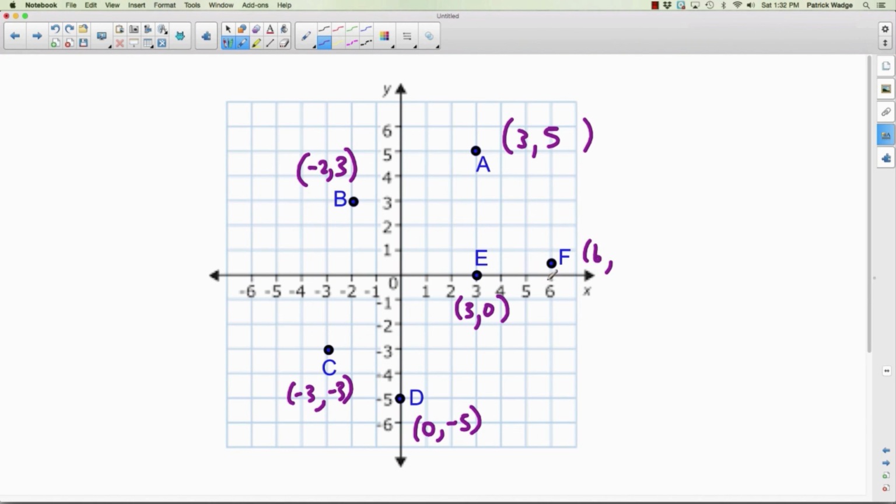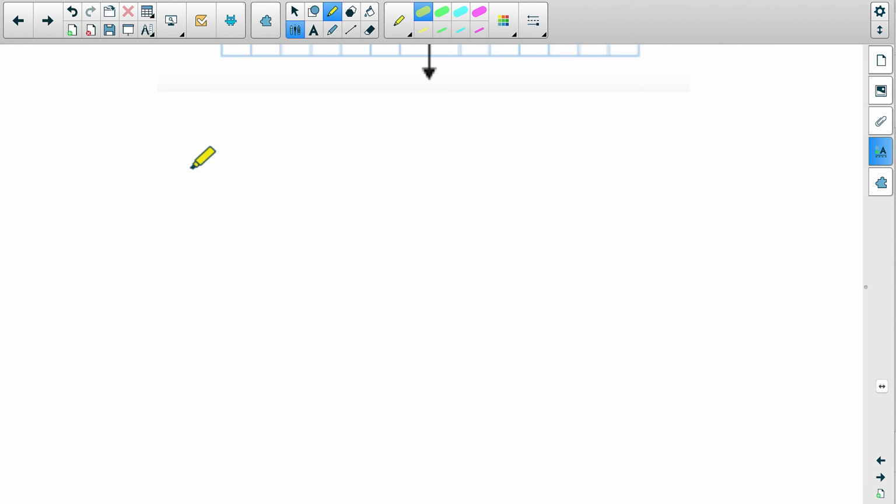And F, you're going all the way over to 6. So 6 is the first number. You're not going up 1. I don't know, is that 0.5, 0.4? Can't really tell, right? I'd either say 0.4 or 0.5 or something. What the heck, I'll put 0.5. And there you go. Okay, and that's it.